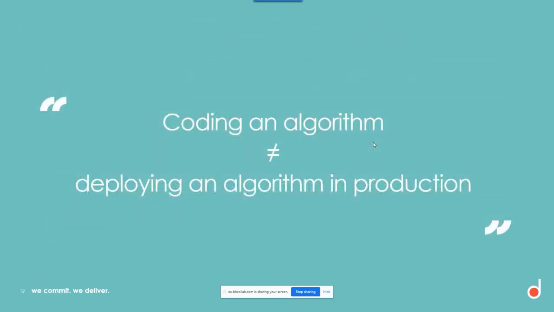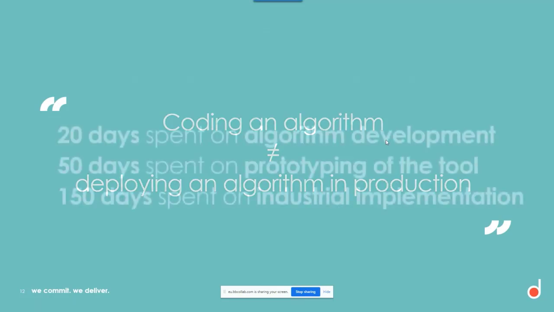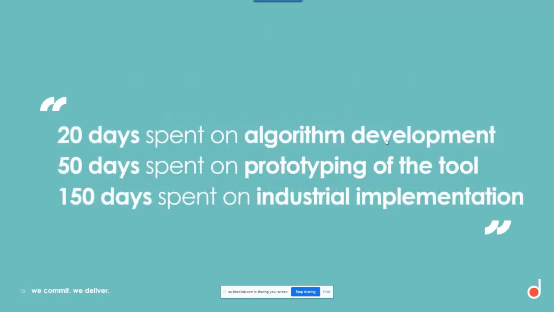So coding an algorithm is really not equal, as Philippe already mentioned, to deploying an algorithm in production at scale. And to give you a bit of a feel for it, we spent 20 days on actually developing the algorithm. We spent 50 days on prototyping a tool to analyze the different results that we generate. We spent 150 days on the actual industrial implementation and building a full-blown integrated application.